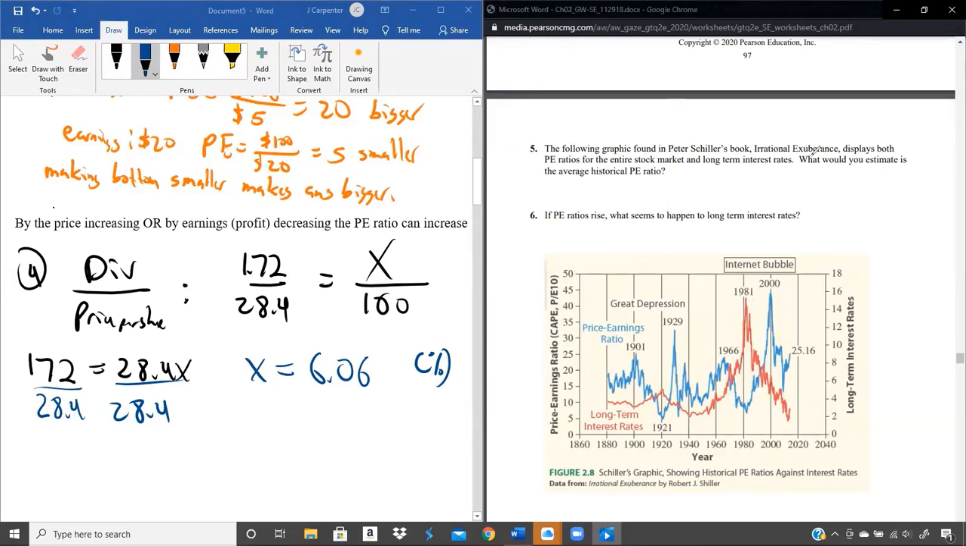Anyways, point of the problem. What would you estimate is the average historical PE ratio? We're not even looking at the red thing. We're just looking at the blue thing. Ignore the red thing. So here's what you're doing. I'm going to pull up a new one. I've got to go off of annotate first. There we go. So let's do a new one of these.